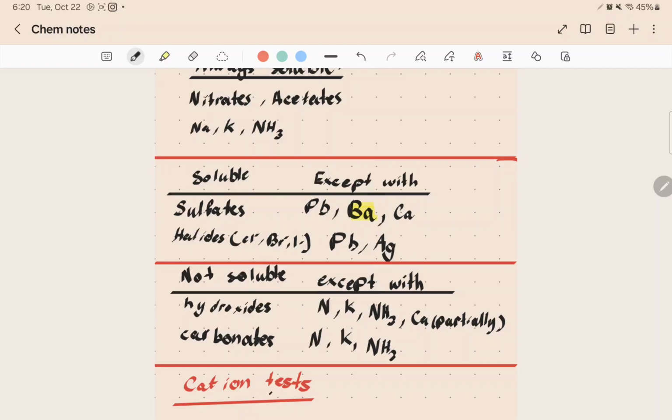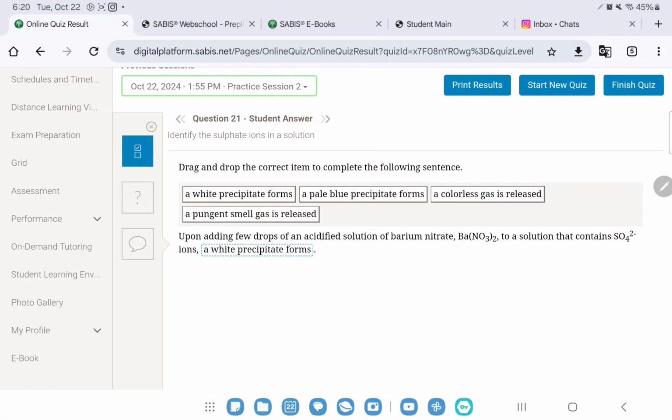So let's go back to the quiz. And yeah, so this isn't soluble in this, so always a precipitate is gonna form. And SO4 forms a white precipitate. You could see this also on the notes or on like the papers.